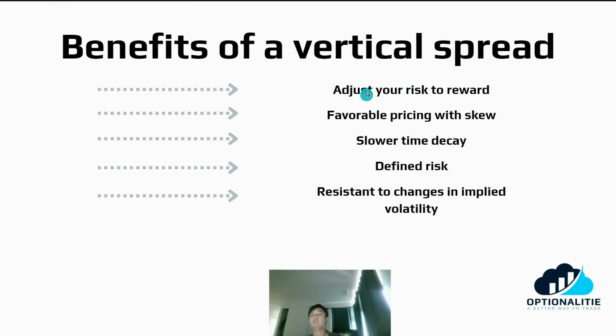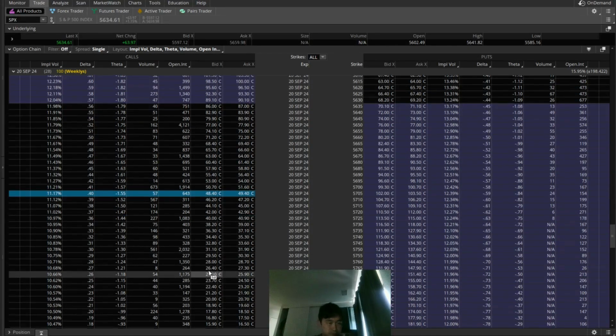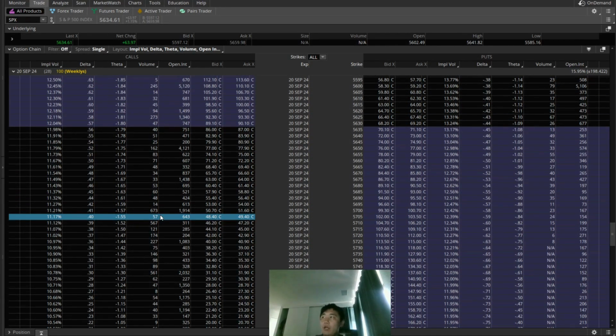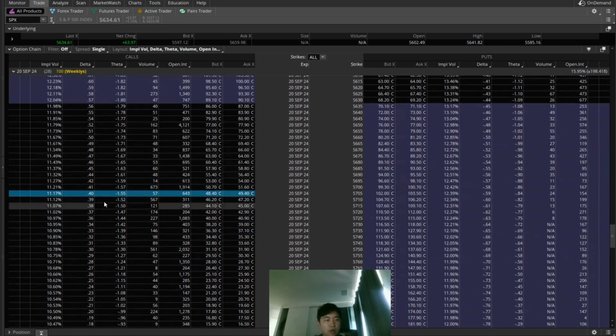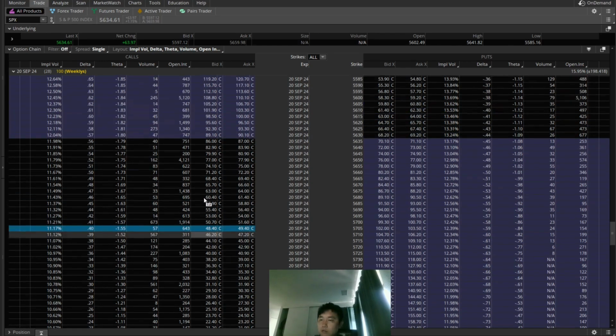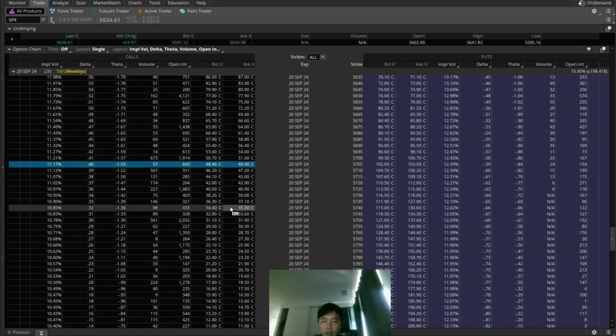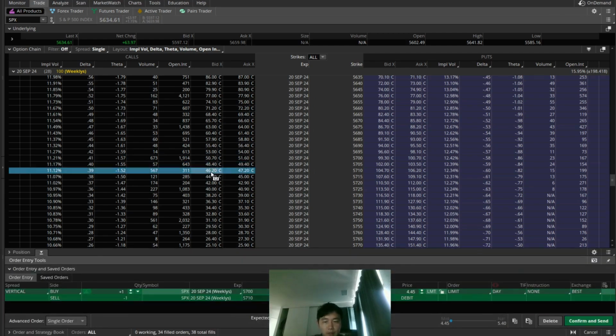Now the benefit is, like I mentioned, you can adjust your risk reward. Number two, you can get really favorable pricing with vertical spreads. For example, the pricing of a vertical spread has a lot to do with the implied volatility skew that you are buying and selling. On the call side, in general, as you go up the call chain, the implied volatility actually goes down as a product of supply and demand. There are a lot of people selling calls out here because they have extremely long portfolios that they want to take risk off of. But more on that in a bit.